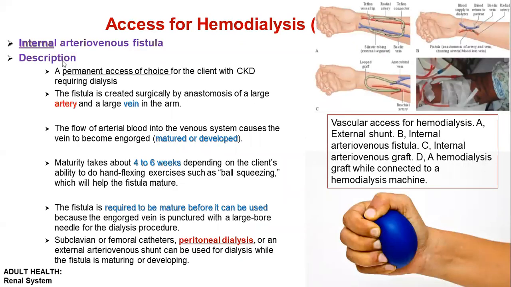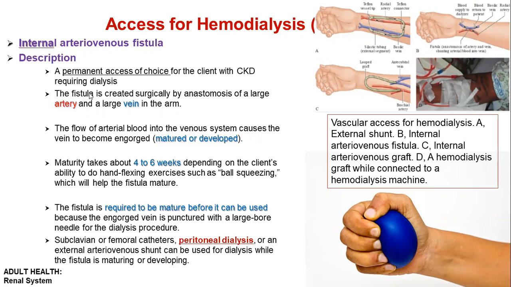Next, internal arteriovenous fistula. Internal. So these are the pictures again. Picture number 1 is the external shunt. Picture 2 is the internal, right? There are some advantages of the internal shunt over the external. So what is it? A permanent access of choice. So the internal shunt is the permanent access of choice in case of irreversible kidney failure or CKD.